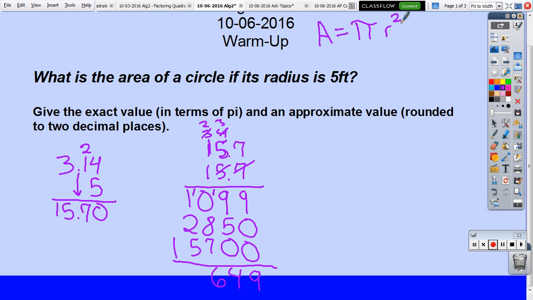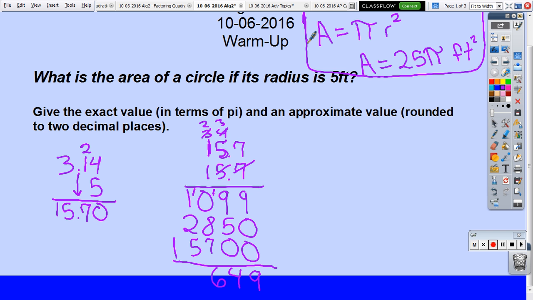Let's go ahead and write that. So if you plug in, like you said, it'd be 25 pi. So capital A equals 25 pi. And the units would be what units, guys? Feet squared, or square feet, because we're talking about area. Good. Go ahead, let's box that. That is the exact value of the area, 25 pi square feet.